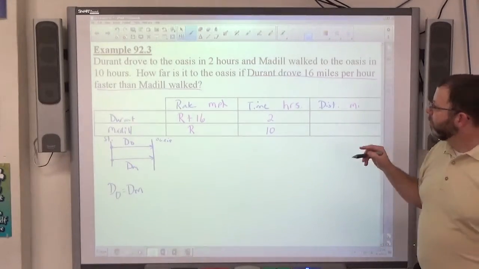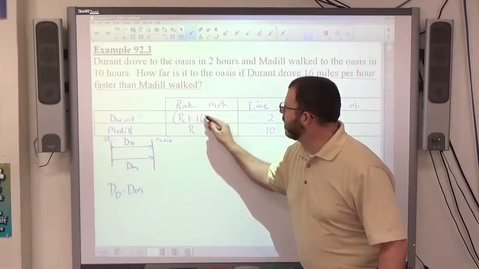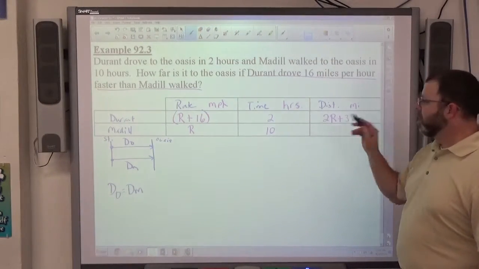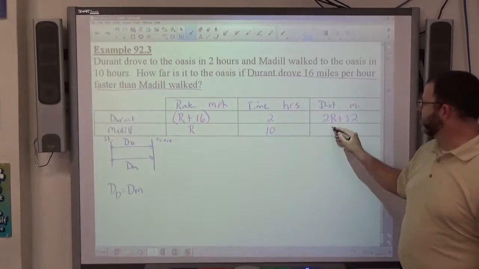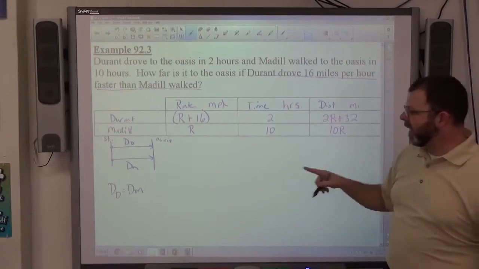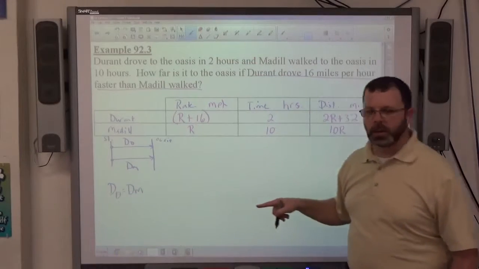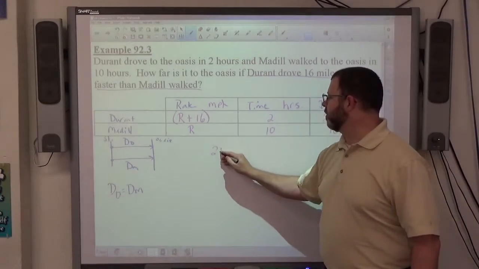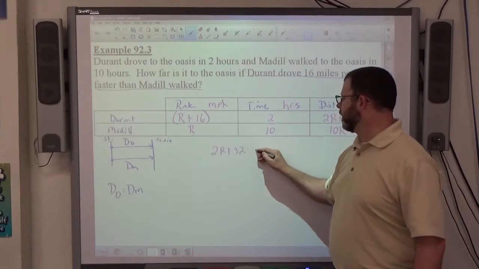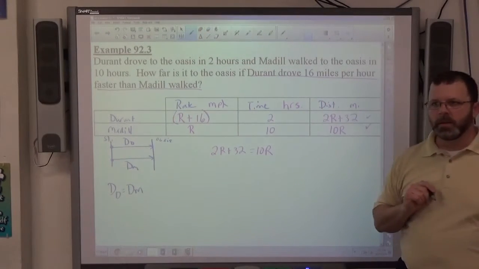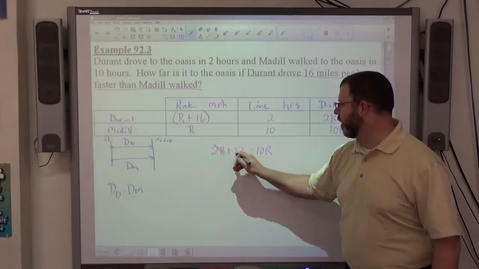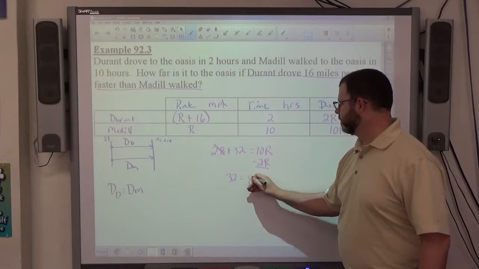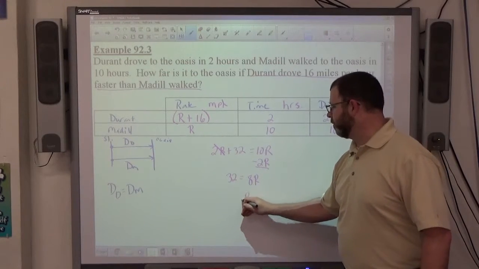All right, so Durant's distance, we take his speed R plus 16 times 2, I get 2R plus 32. Medill's distance, R times 10 is 10R. And again, our relationship between the two is they're equal to each other, so this distance equals this distance. So 2R plus 32 is equal to 10R. Easiest solution would be to move the 2R to the right. That gets me 32 is equal to 8R. Divide, we get R is equal to 4.